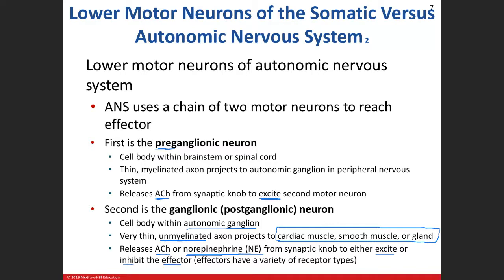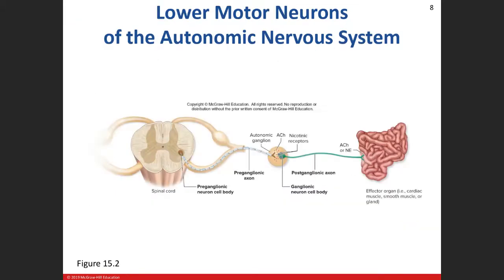That's different. Remember, in the somatic nervous system, that motor neuron always excited the effector. In this situation, depending on what neurotransmitter is involved and what receptors are involved, it can either excite or inhibit the effector. So keep that in mind. There are some major differences here. Let me show you a picture, because I love pictures. I'll give you a second to write something down as I take a sip. All right, here's a picture of these lower motor neurons.